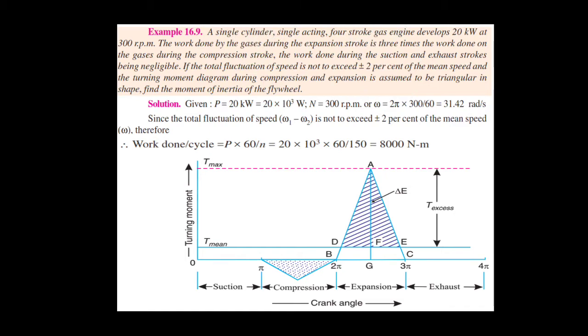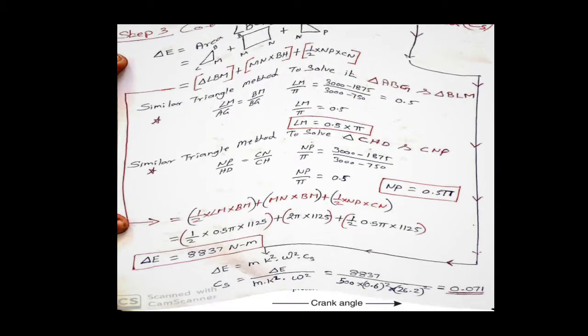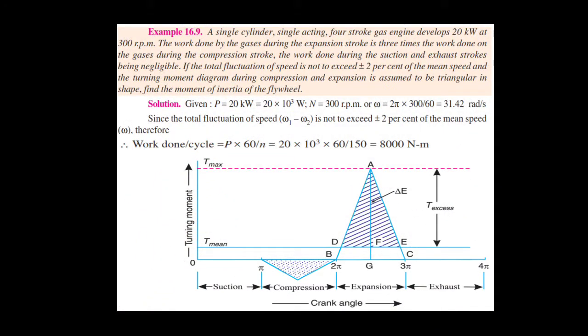Next problem. In the next problem, a single cylinder, single acting, 4-stroke gas engine has a power of 20 kilowatts. The flywheel is running at 300 rpm. The work done by the gas during the expansion stroke is 3 times the work done on the gas during the compression stroke. So work of expansion is equal to 3 times the work of compression.